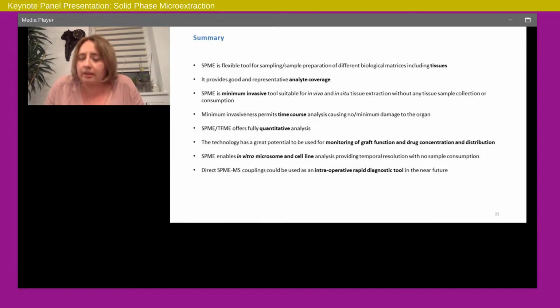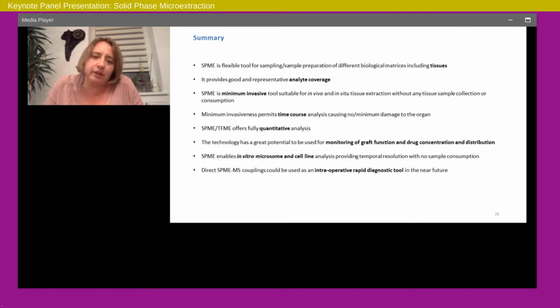You can get very nice and broad analyte coverage. The method is very minimum invasive if you use just this tiny fiber, which is basically the acupuncture needle size. Then you can have the time course analysis if you want to perform some extraction from either, for example, tissue without damaging the system, or, for example, you may minimize the number of samples and still have full idea about the changes over the period of time.